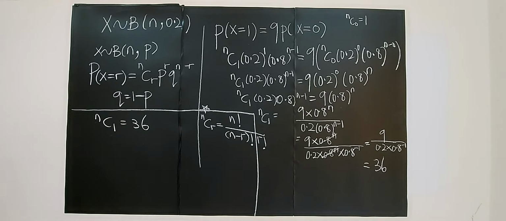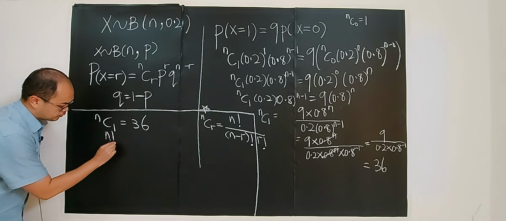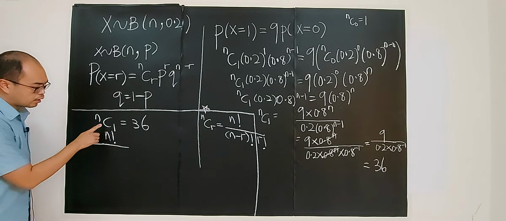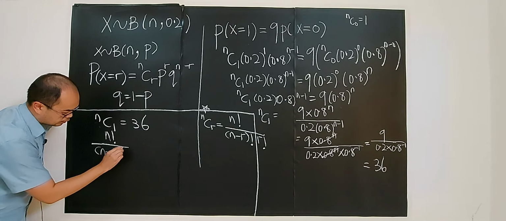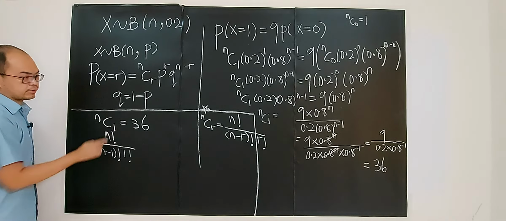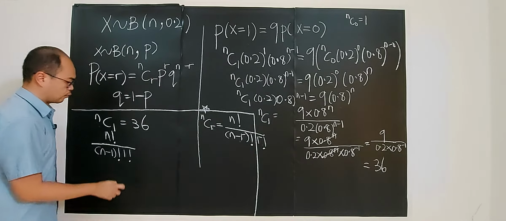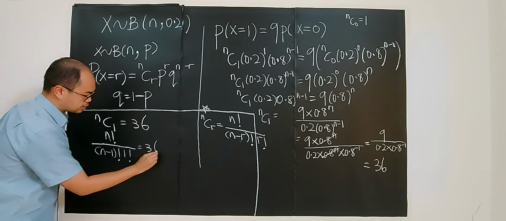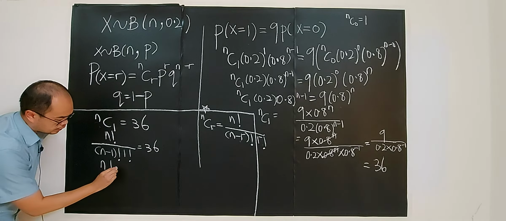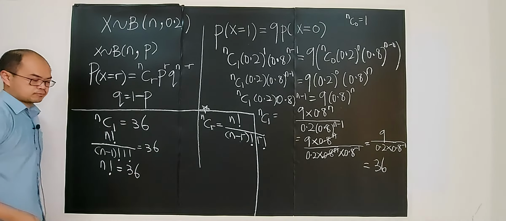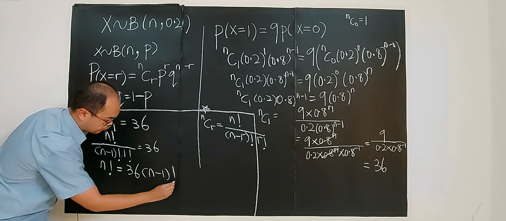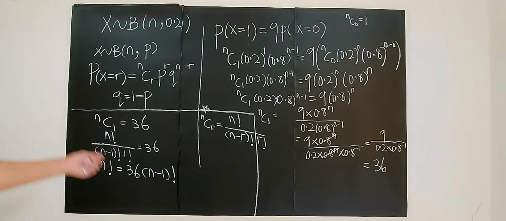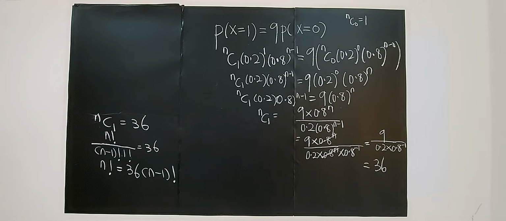Let's look at how to use this. So this will be n factorial divided by n minus r factorial, so it will be n minus 1 factorial, divided by r factorial, which is 1 factorial. So it equals 36. And 1 factorial is 1, so it's n factorial over n minus 1 factorial equals 36. So you should know how to simplify factorial. We must have some knowledge of n factorial.